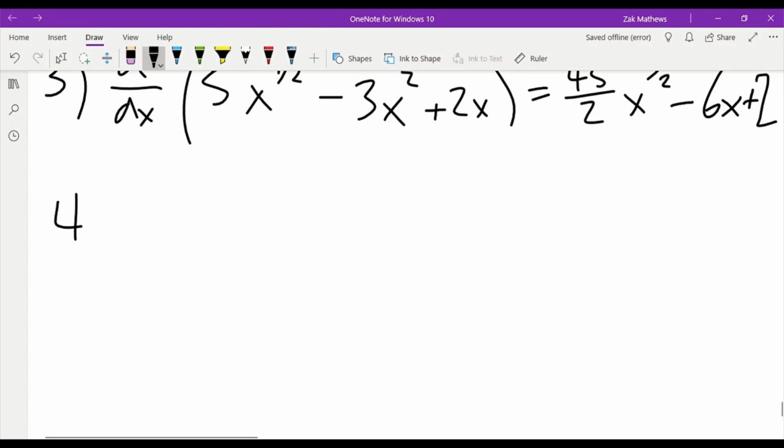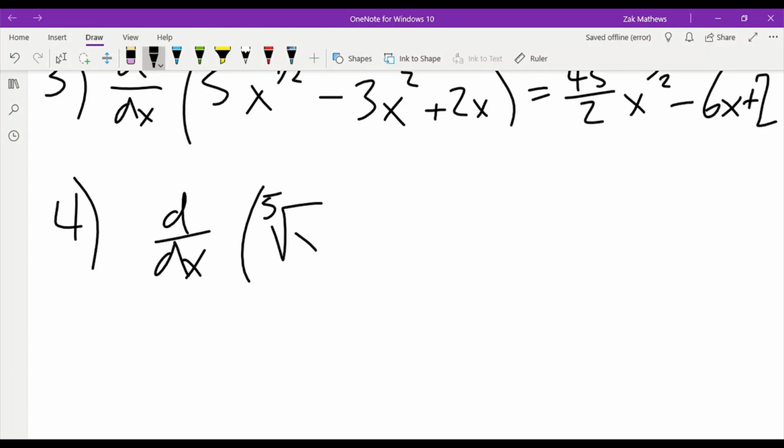Let's make them a little bit more challenging. So let's take the derivative of the 5th root of x minus 3x to the 5/7 plus the 8th root of x cubed.